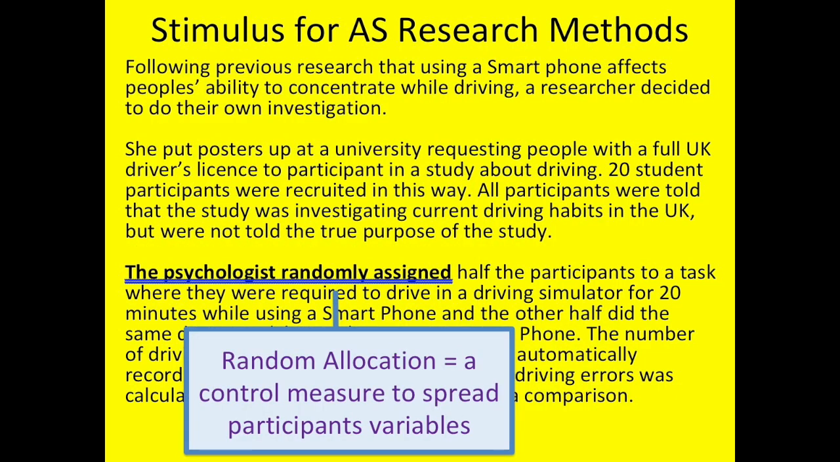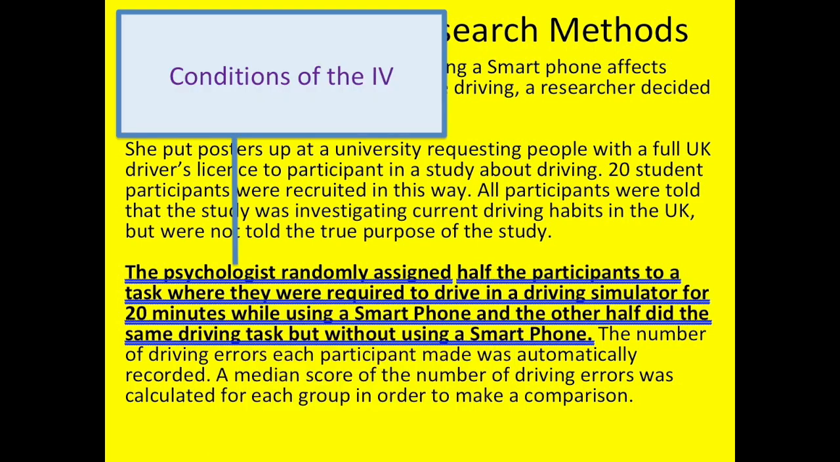The next thing I would underline is the psychologist randomly assigned half the participants to a task. So you've got random allocation there, which we know is a control measure, and it's used to spread participant variables between the two groups of the independent variable. So the next thing you should underline is the fact that the random allocation has randomly allocated them, and it shows you the different conditions of the IV.